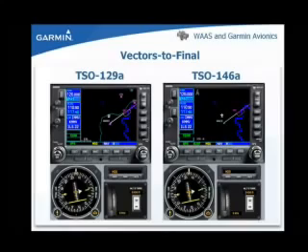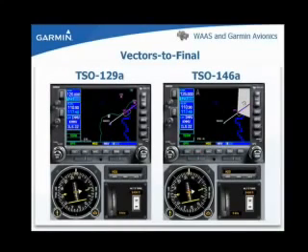Once we have activated vectors to final, we notice the SUSP or Auto Suspend enunciation above the OBS or Omni bearing selector key. Auto Suspend is active for vectors to final until the aircraft position has moved to the to side of the final approach fix and the aircraft ground track is within 45 degrees of the published inbound course line. At this point, the Auto Suspend enunciation will automatically extinguish.